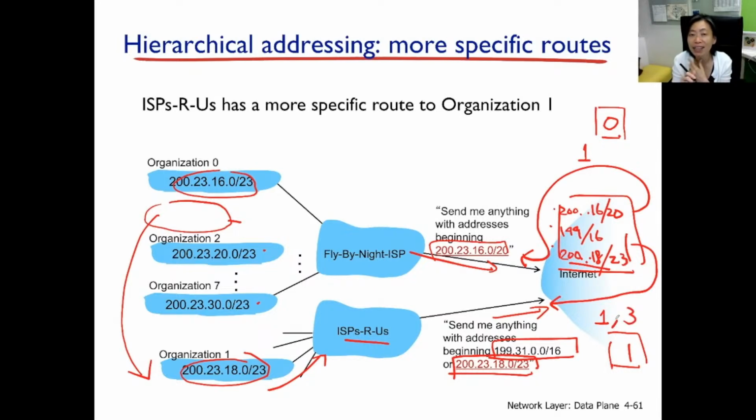Now, if we recall in section 4.2, what did we say? We're actually not just doing prefix matching. We are doing longest prefix match. So which one is the longer prefix? 20 versus 23. So a packet carrying a destination for organization 1's machine is going to come down this way and eventually reach organization 1. So we're okay, right?